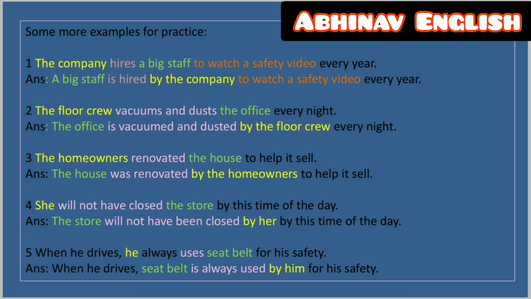It's a very different sentence than what we have seen so far. When he drives he always uses seat belt for his safety. The answer will be, subordinate clause remains the same, only we change the main clause part. When he drives, seat belt is always used by him for his safety. He becomes by him. As in the previous sentence, she became by her. So here the answer is when he drives, seat belt is always used by him for his safety.